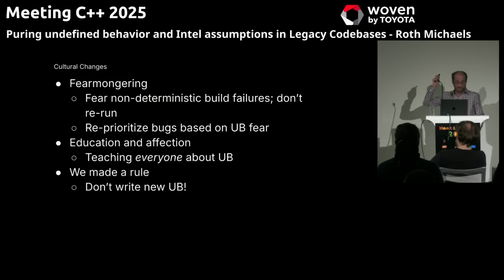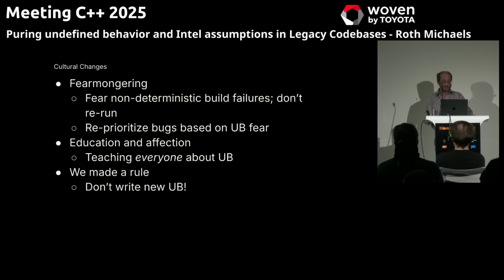First was fear-mongering. Scared everyone about how scary non-deterministic build failures are, and like never rerun, never rerun. If it's sometimes red, sometimes green, that's even scarier than red. Please investigate. The other one was we started reprioritizing bugs that might have seemed like a low priority bug if they smelled like undefined behavior. We could maybe do that a little bit more. That's maybe a discussion for the hallway. Like, is that really worth calling something high if you guess your code is wrong and you don't have proof?